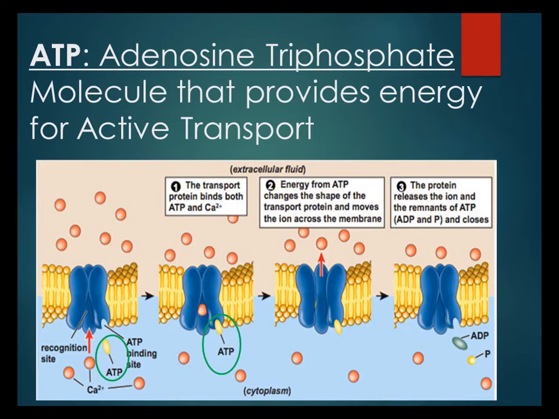Okay, and that molecule of energy is called ATP. So ATP is energy for the cell. It's made in the mitochondria. Make sure you write mitochondria down. Remember, the mitochondria is the powerhouse of the cell. It's what gives you energy. The energy is ATP.